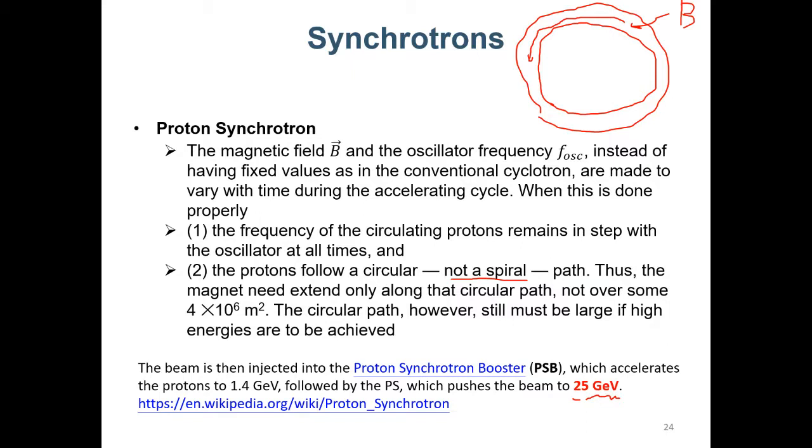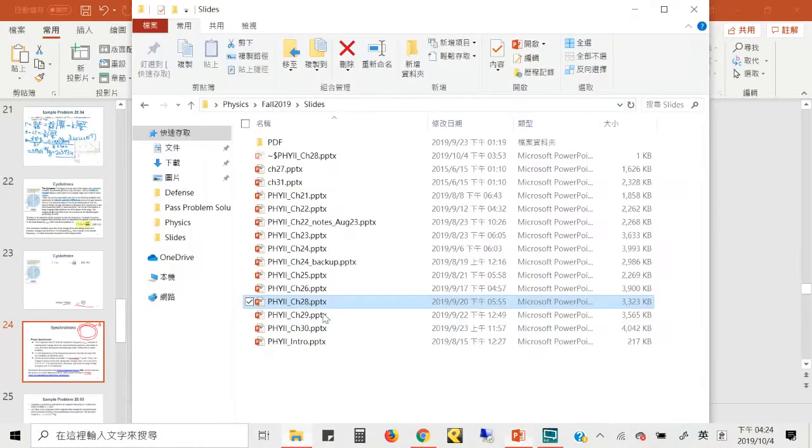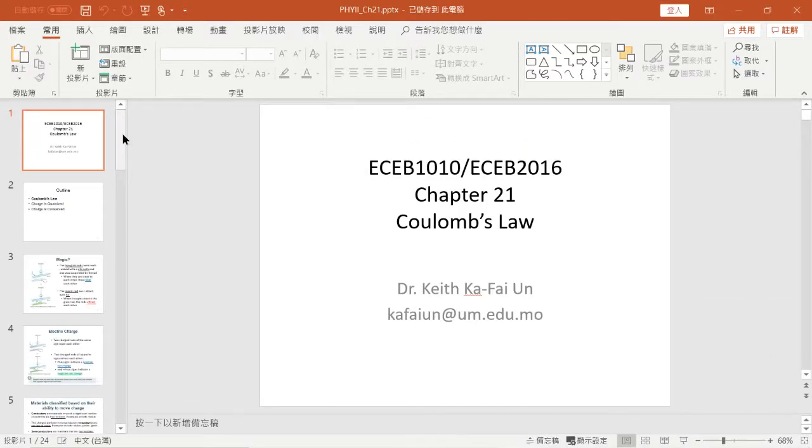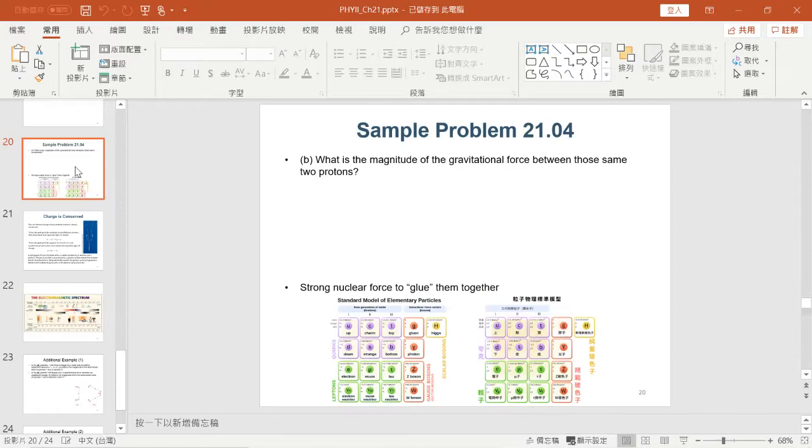They try to accelerate the particles and then collide them together. So they may generate some even smaller fundamental building blocks. So we can build the standard model of particles. You may check it, I think I have put it in chapter 21.